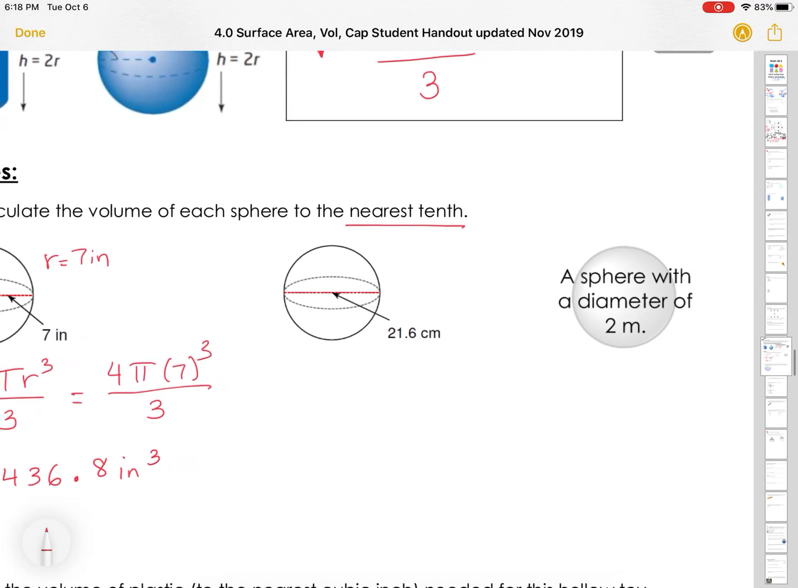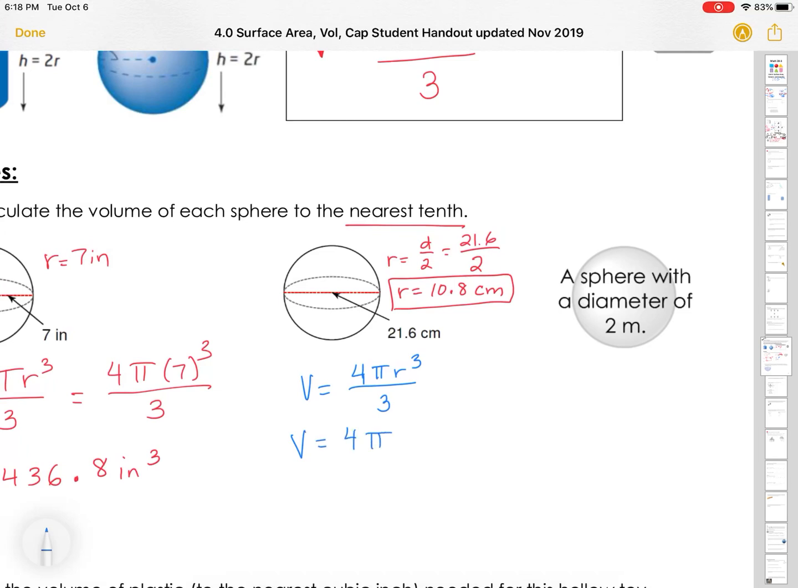If you're given the diameter, however, like you are with the second one, you need to find your radius. The radius will be the diameter over 2. So 21.6 divided by 2, so our radius will be 10.8 centimeters. And that's what we'll use when we substitute in the formula. Volume is 4 pi r cubed divided by 3. If you don't know how to use the cube button on your calculator, just multiply that 3 times: 10.8 times 10.8 times 10.8. But you probably have a cube button on your calculator.